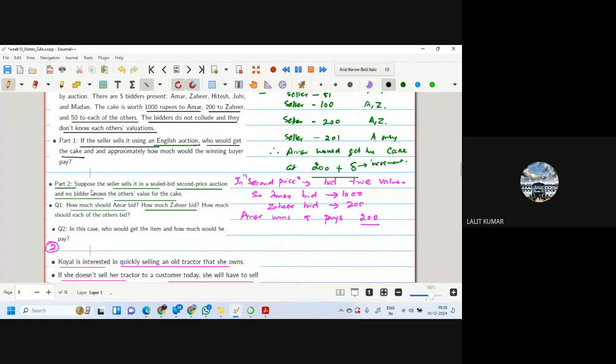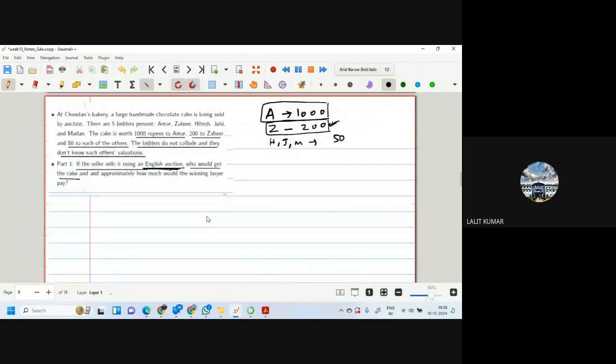Suppose, can we see how it happens? For example, this was an English auction. So in starting, for example, that bakery guy, he said 50 rupees. So everybody was there. A, Z, H, J, M. Everybody was there. Now he increases to, for example, 100. So now only A and Z are remaining. Now he increases to 200. So now only A, Z are there, 200. Now he increases to 300. So now only A is there.